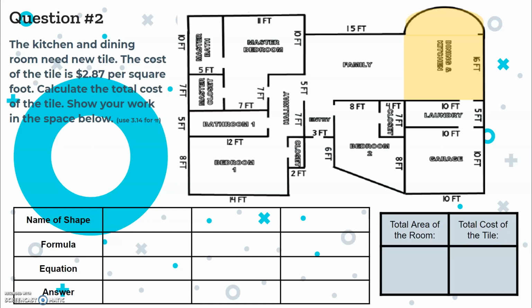All right, I've highlighted the dining and kitchen area. So the first thing we're going to do, because it's a composite figure, is we're going to identify our simple geometric shapes. And look, we already found one. We've gone ahead and put a red mark around it, and that looks to me like a rectangle. Okay, so a rectangle, the formula is area equals length times width, or LW. I'm going to put it in my equation.